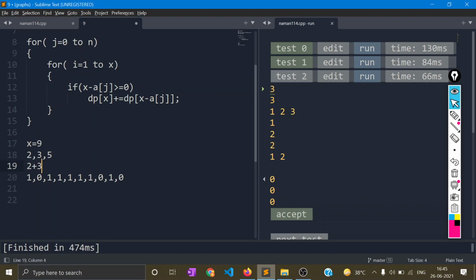And now I won't be visiting 2 again, because 2 was visited once. So now you can see why ordering is not happening, because I am considering only one index and not returning to it. That's why ordering is not happening. Basically ordering would happen if I consider the element again and again. So if I am not considering the element again and again, ordering would not happen. I think you might have understood the crux of the problem.